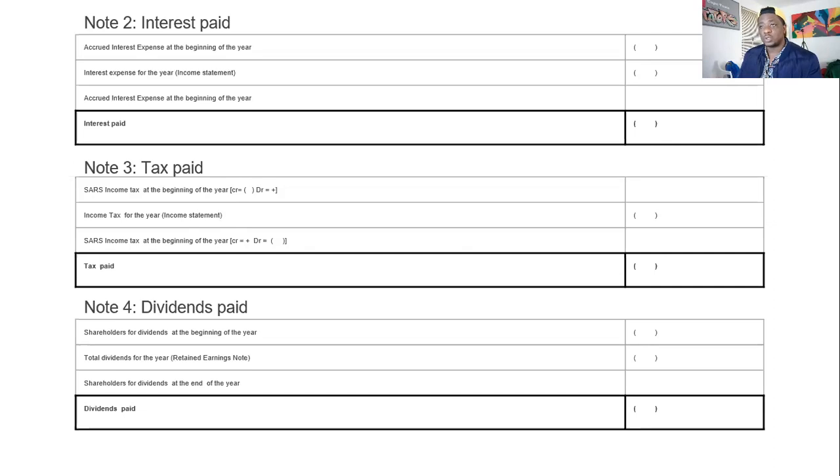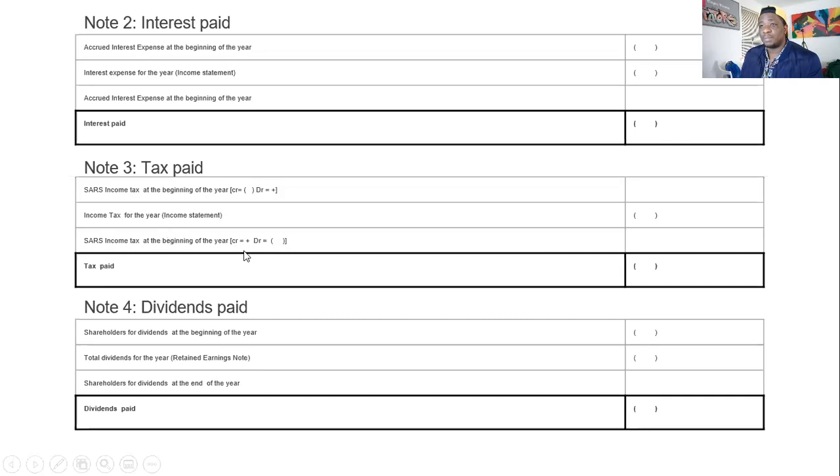And then if you owe SARS at the end of the year, that is supposed to be at the end of the year. If you owe SARS at the end of the year, it means that that's the amount that you haven't paid to SARS, so it would be positive.